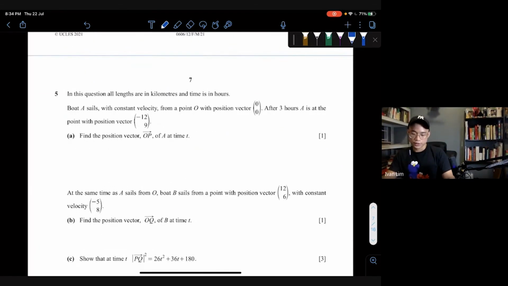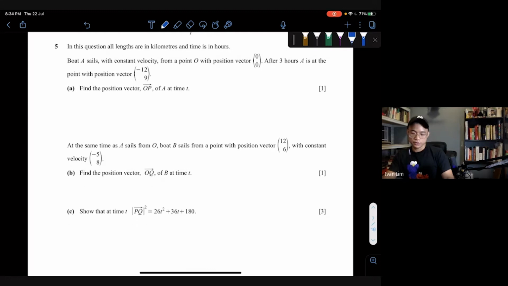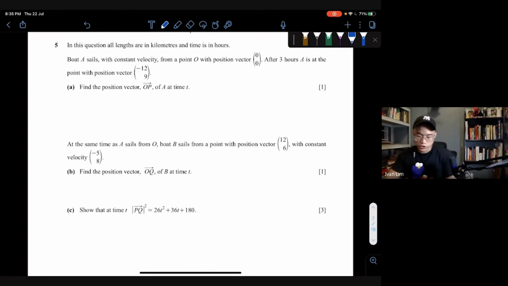Okay, next one. Okay, in these questions, all lengths are in kilometers and time is in hours. Okay, so this is a relative velocity under your vector. Boat A sails with constant velocity from a point O with position vector 0, 0. After 3 hours, A is at the point with position vector -12, 9. Find the position vector OP of A at time T.